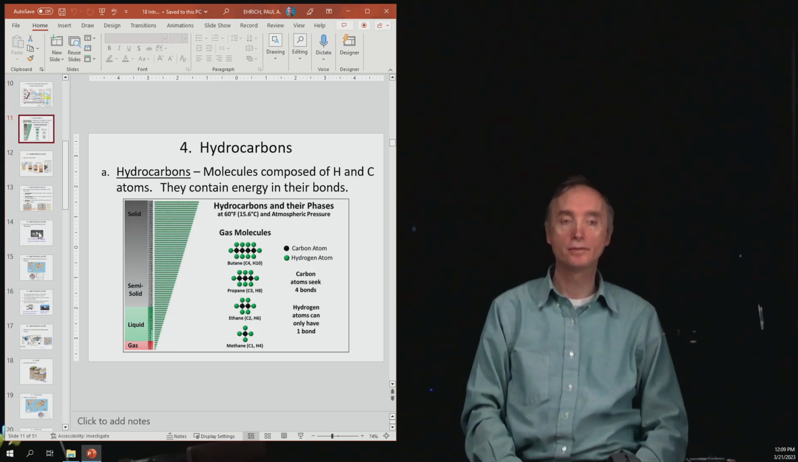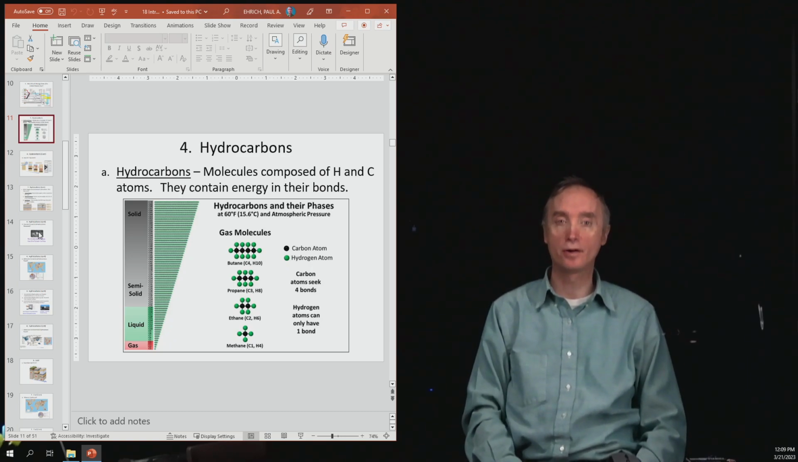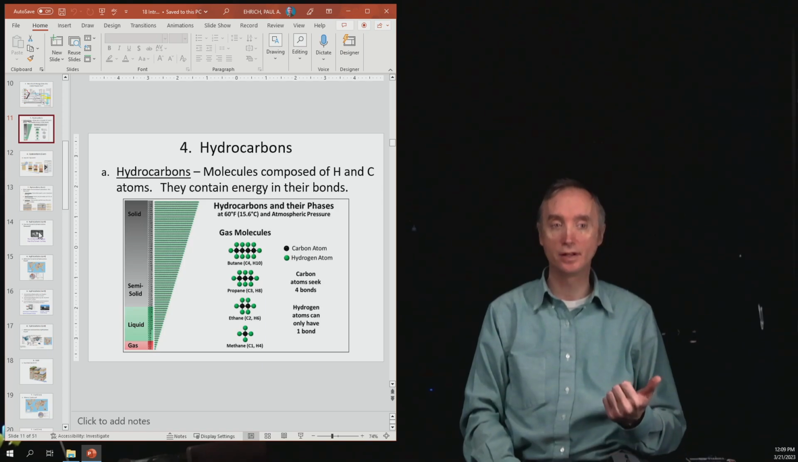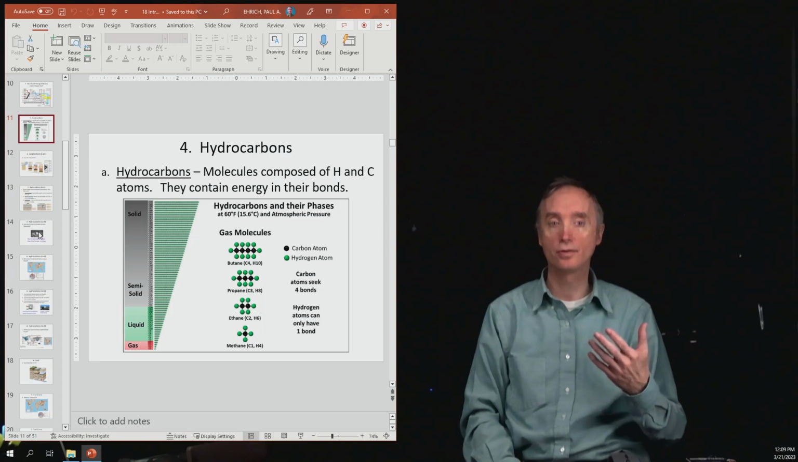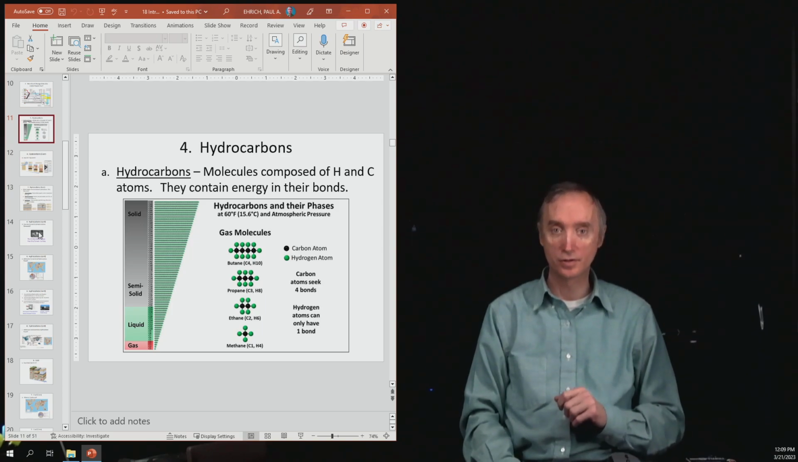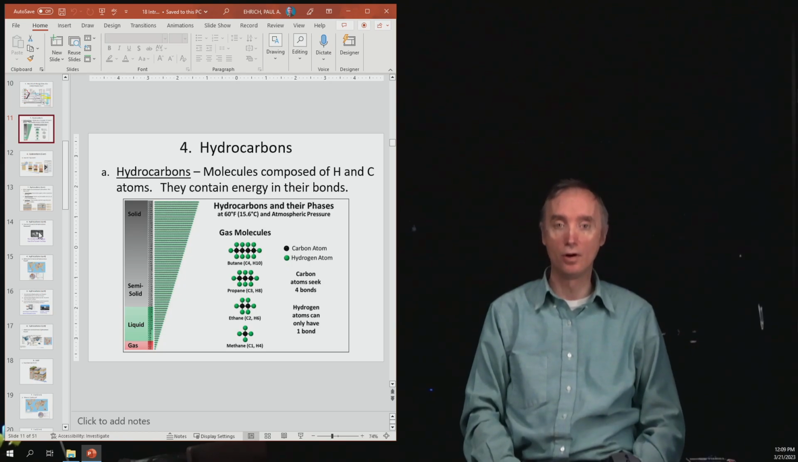Hello and welcome back. So now we want to talk about our first type of energy source, which is going to be hydrocarbons. So this is going to include gasoline and natural gas and other things that are made of hydrogen and carbon. So hydrocarbons. So all of these things are going to be long strings of hydrogens and carbons put together.